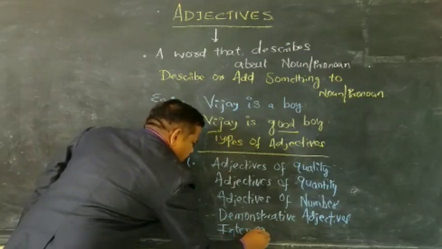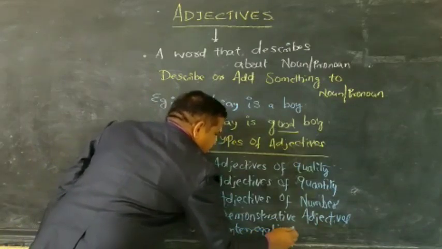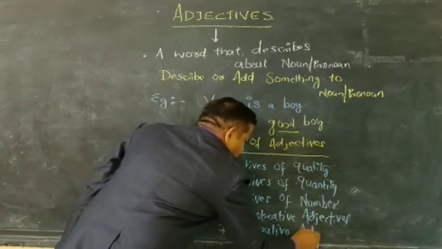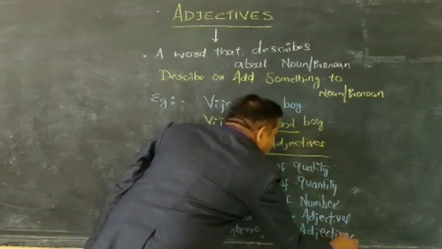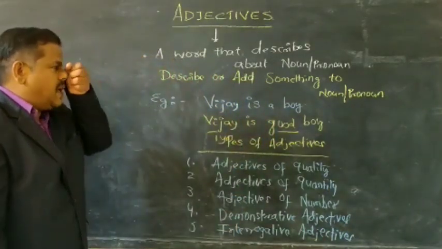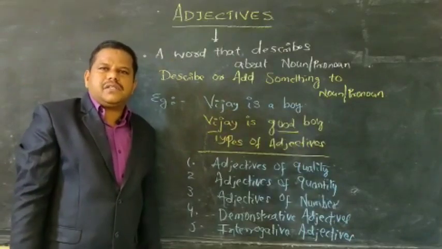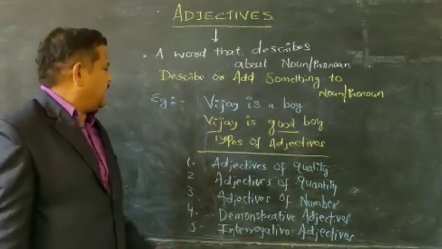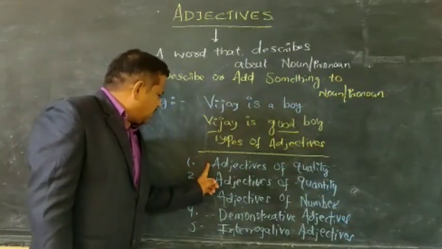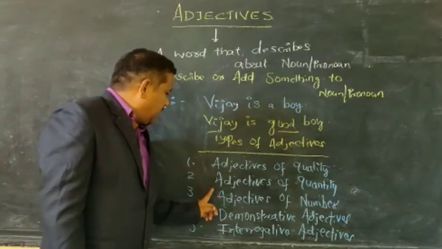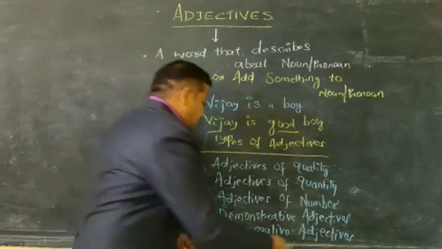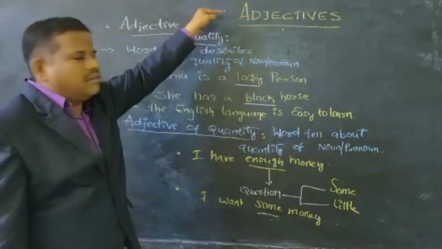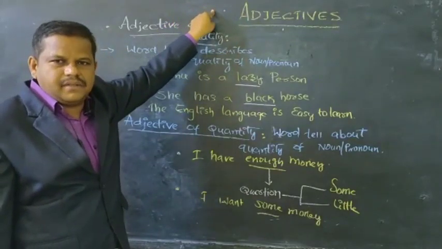I have given a few types of adjectives. We will see one by one with examples. How do we identify these types of adjectives, and how do they look when used in a class? We'll see different types of examples. So, the types of adjectives are adjectives of quality, adjectives of quantity, adjectives of numbers, demonstrative adjectives, and next, interrogative adjectives. Now I have explained the different types of adjectives.